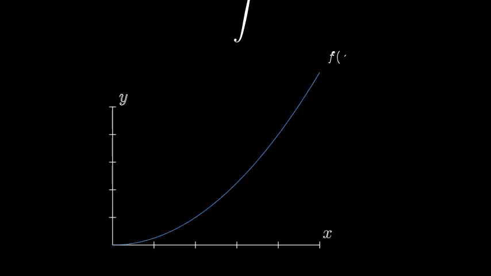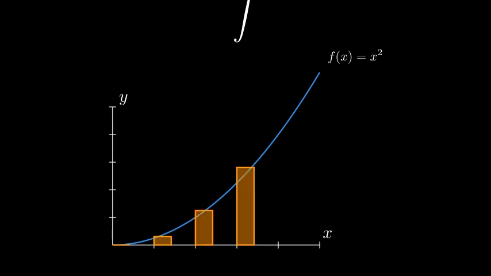Let's consider a simple example. Finding the area under the curve of f of x equals x squared, from x equals 0 to x equals 2. One way to approximate the area under a curve is to use rectangles, which is called a Riemann sum. Let's divide our interval from 0 to 2 into 4 equal parts.